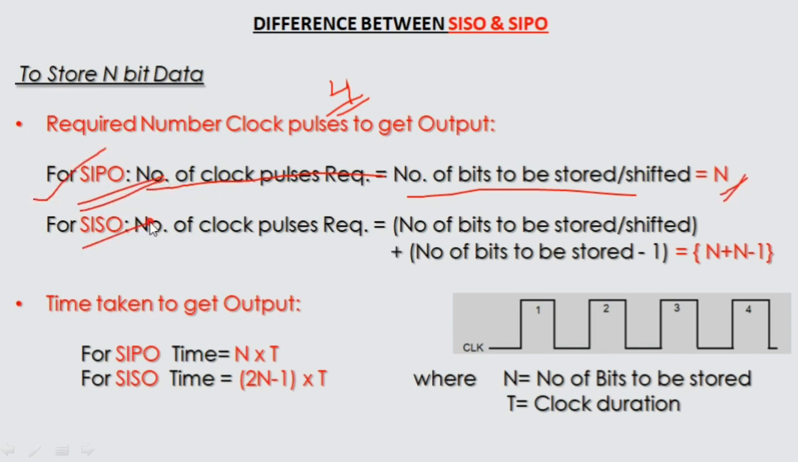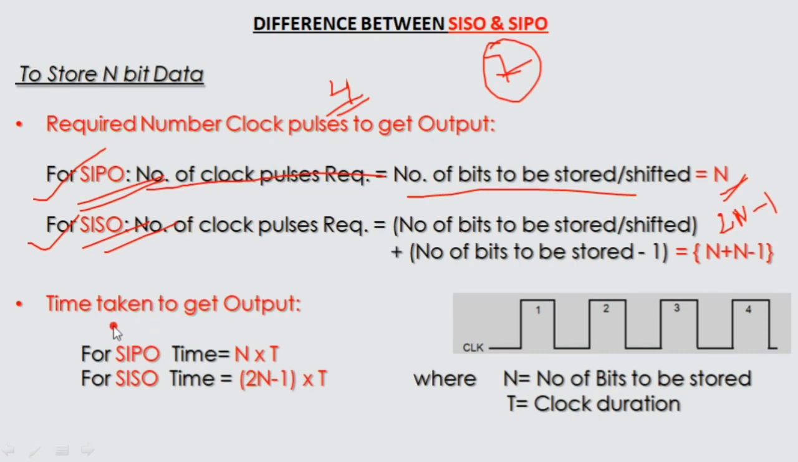Okay. In SISO, we require 7. Number of clock pulses equals number of bits to be stored plus number of bits to be stored minus 1. N plus N minus 1 means 2N minus 1. 2 into 4, 8 minus 1, 7. For SISO, 7 clock pulses are required. For SIPO, 4 clock pulses are required.